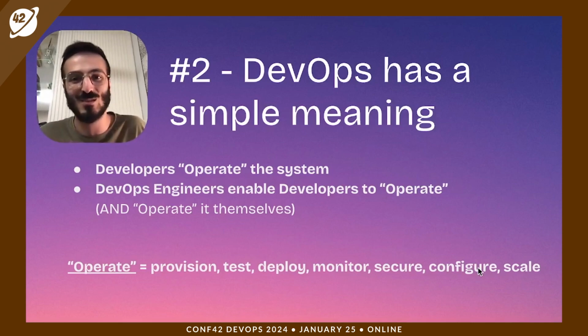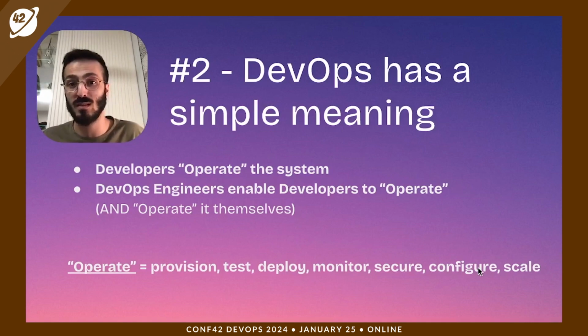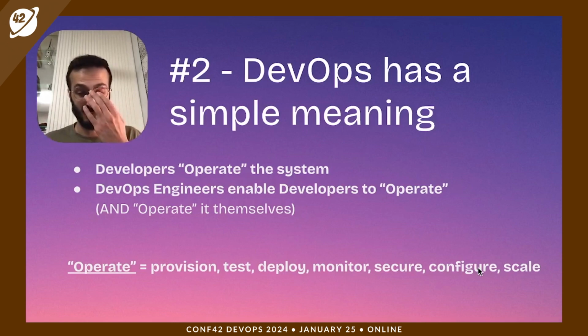You already see it on the screen, of course, but DevOps engineers enable developers to operate the system, and to some extent operate the system themselves. So when I say operate, I mean provision. Provision is creating infrastructure, resources, etc. Test, of course. Deploy. This means we did something, we want to push it into the system. So introducing changes. Monitor.